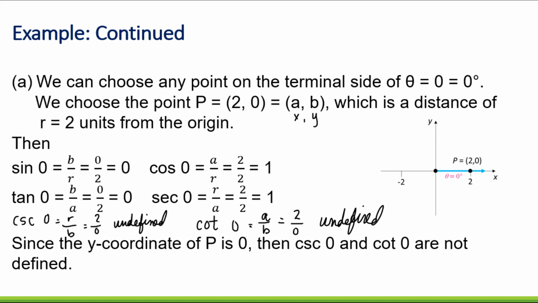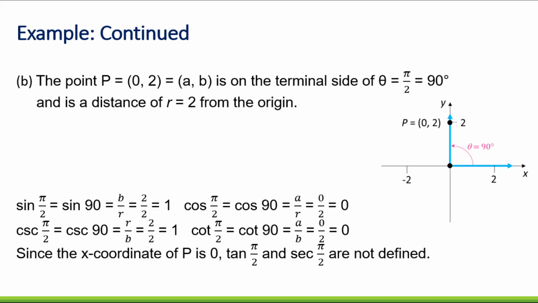So please let your instructor know if you have any questions about finding the trig ratios for an angle of 0 degrees. Let's also look at the others. Let's look at 90 degrees. So when you're at a 90-degree angle, then you're on the y-axis. And so for point P, x or a is 0, and b is 2. And then r is still 2.